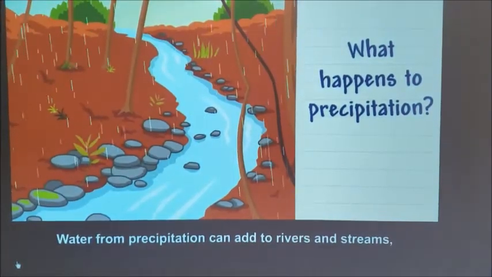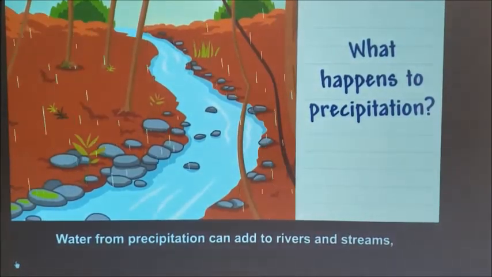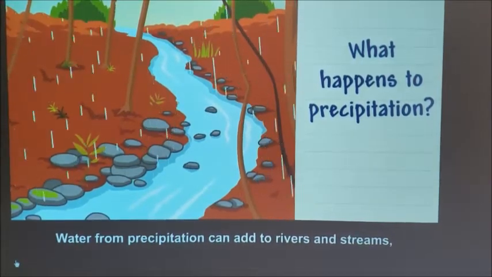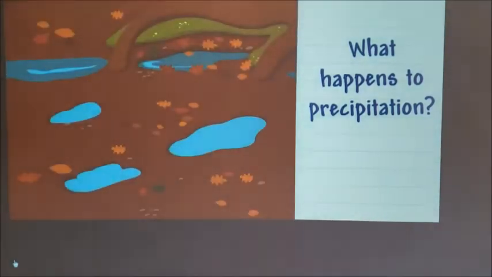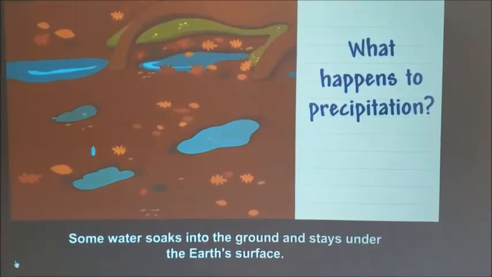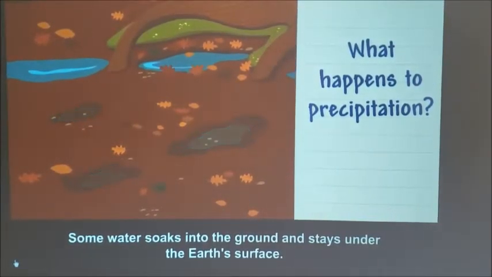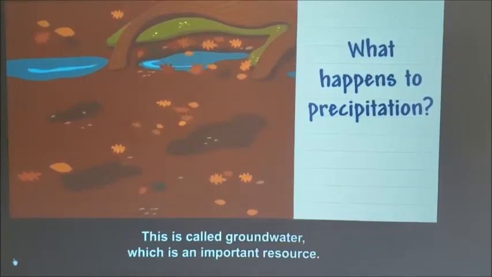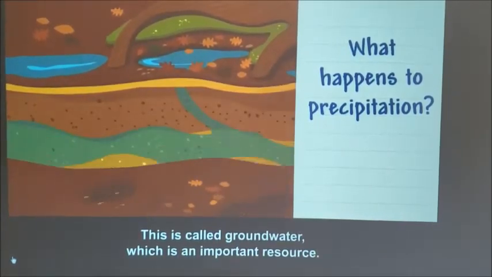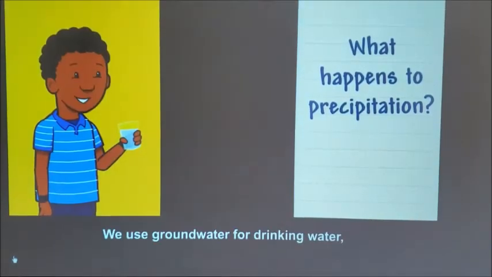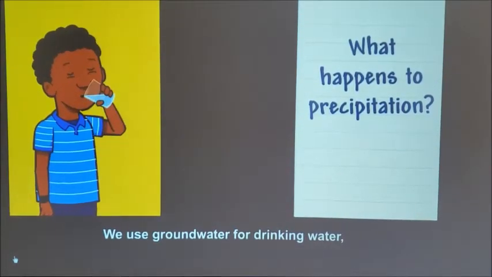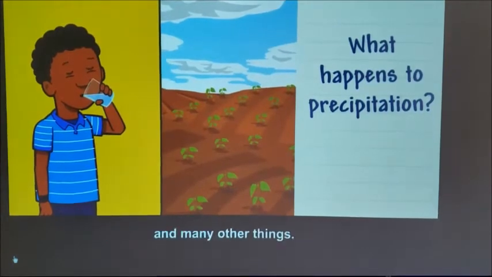Water from precipitation can add to rivers and streams, or end up in the ocean. Some water soaks into the ground and stays under the Earth's surface. This is called groundwater, which is an important resource. We use groundwater for drinking water, watering crops, and many other things.